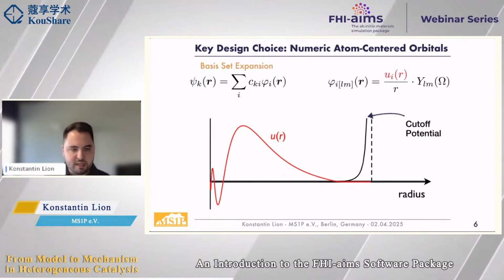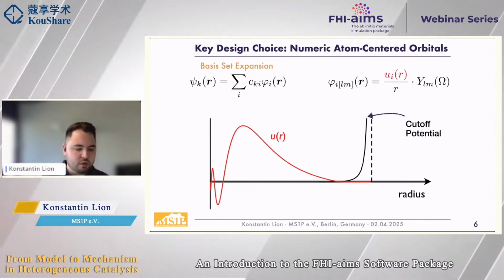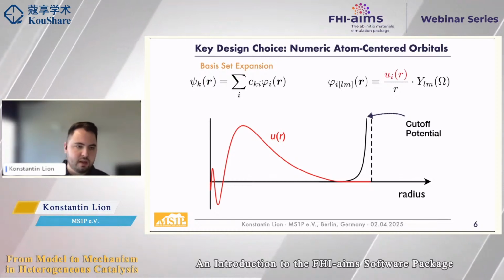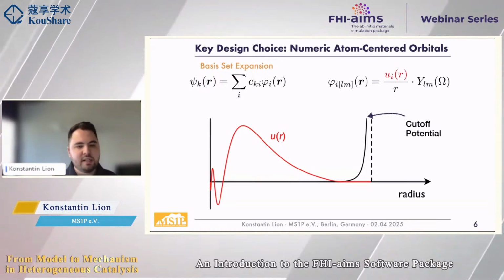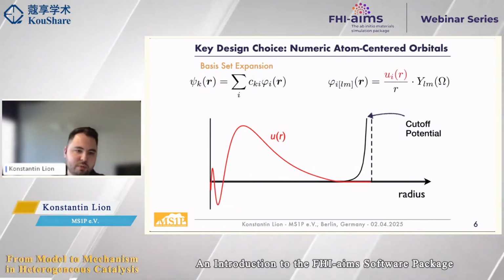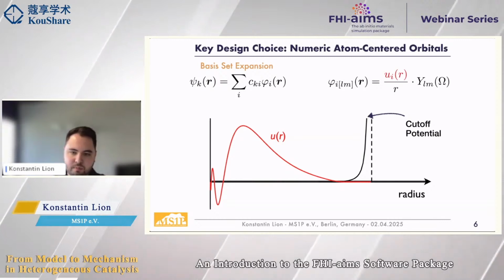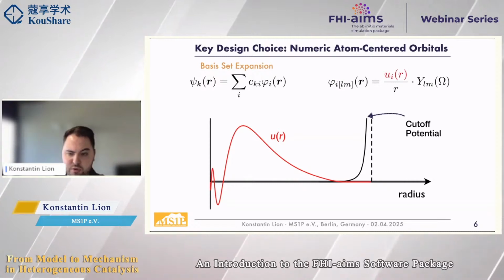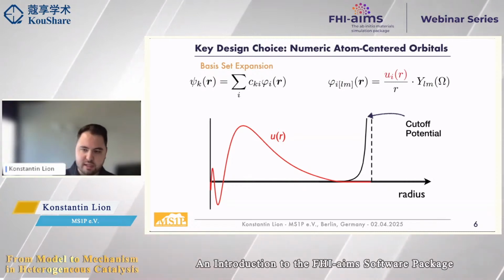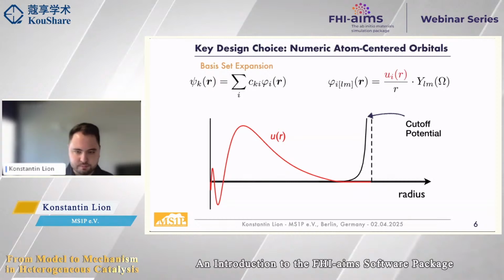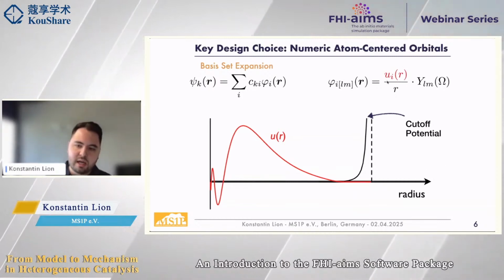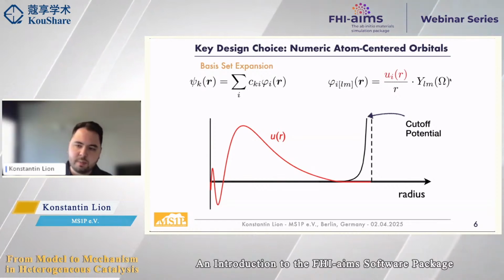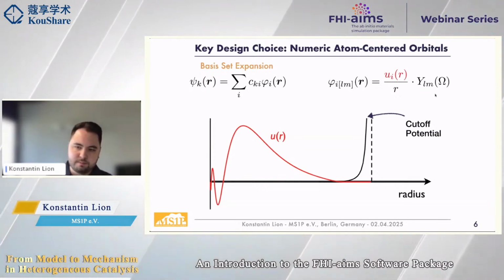As you might know, if you're familiar with DFT or quantum mechanics-based codes in general, you typically start from a basis set expansion, here an expansion in terms of basis functions phi_i. You are free to choose what kind of basis functions you want to use. As mentioned, FHI-aims decided on numeric atom-centered orbitals, which are shown here on the right side. You have a part with u_i(r)/r, which is the radial part, as well as the spherical harmonic part.